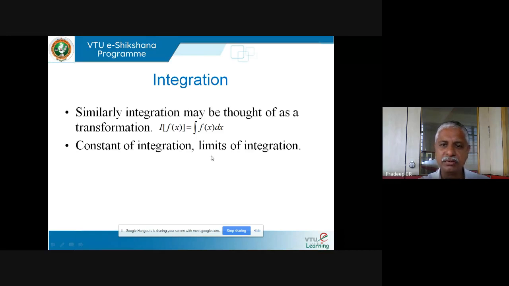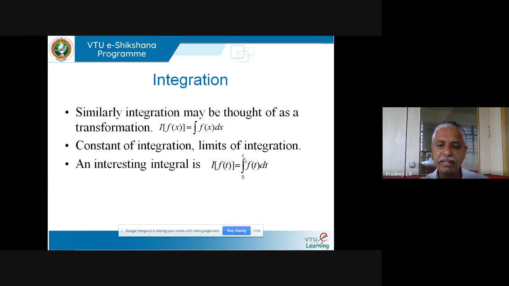I won't go into details of that, I'm sure you know it, but I'll go straight to what is relevant to my course here. An interesting integral is the following. I of f of t is the integral of f of t dt from 0 to s. I'm sure you all understand the notations here. I quietly change the independent variable from x to t. That's okay, I can afford to do that.